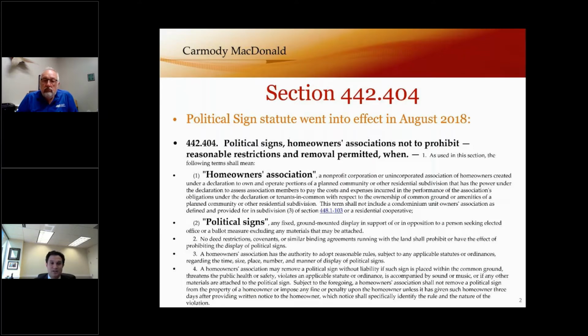And that actually was the law before this statute went in place. There was no statute that regulated it, but the case law in Missouri controlled and said that you did have to allow political signs as a speech right that we all have. But what this statute does do is it allows your association to put rules in place to restrict political signs. And it says you can restrict the time, size, place, number, and manner of display of signs.